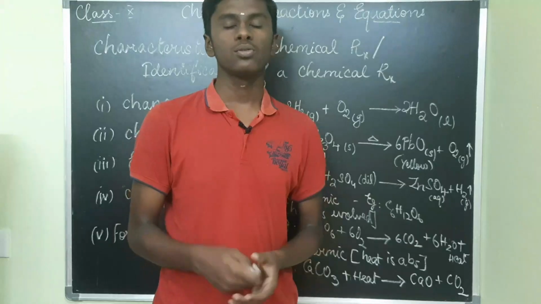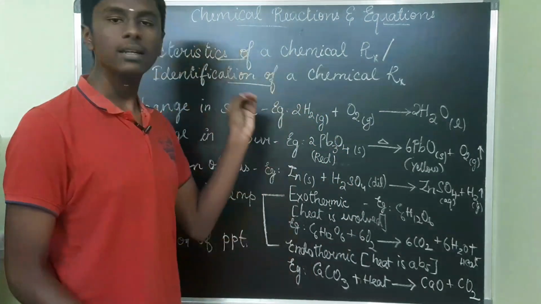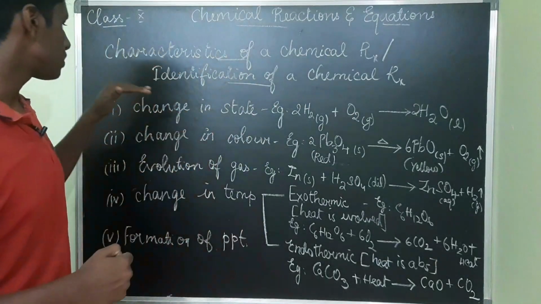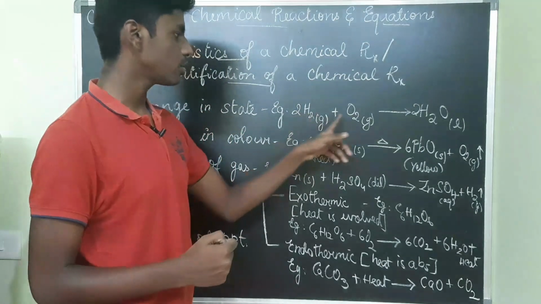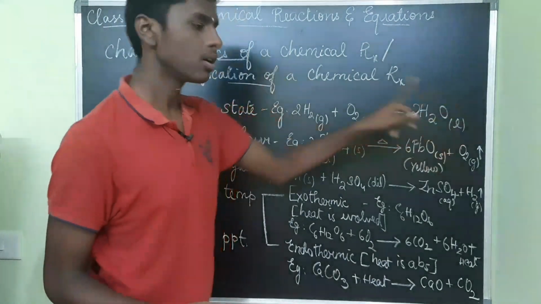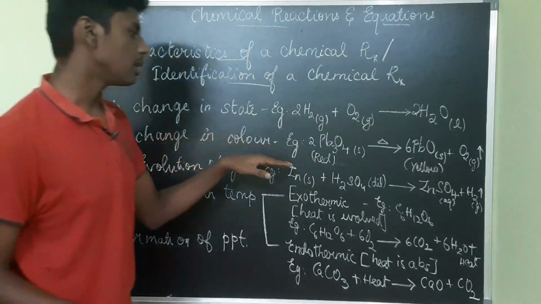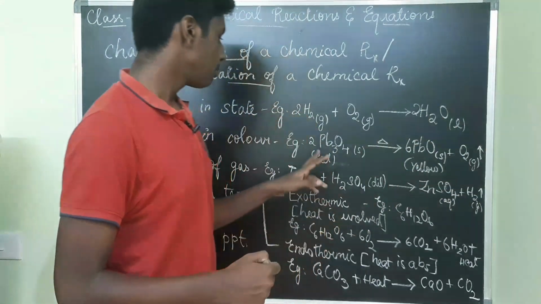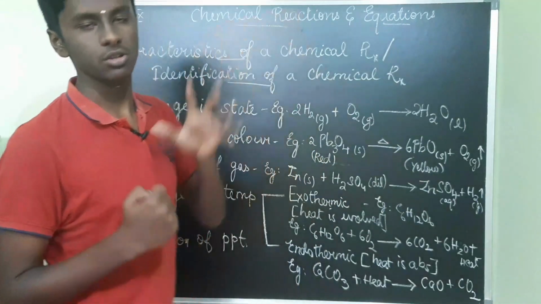Okay, so now let's understand the characteristics of a chemical reaction, or basically how to identify whether a chemical reaction has occurred or not. First is change in state. See, 2H2 plus O2 gives 2H2O, that is hydrogen plus oxygen gives water. Here both are gases, but the product is a liquid, so the state is changed, gas to liquid. Second thing, change in color. 2Pb3O4 decomposes to form 6PbO plus O2. Pb3O4 is red in color, but PbO is yellow. So a chemical reaction has occurred.